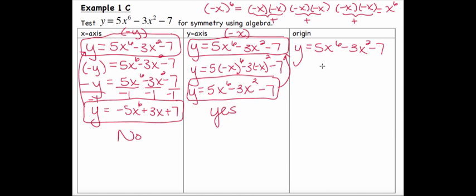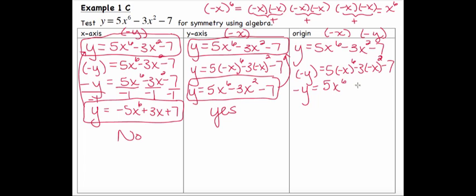And let's finally do symmetry with respect to the origin, where you replace both the x and the y. And then I'm going to get negative y is equal to 5 times negative x to the 6 minus 3 times negative x squared minus 7. And then removing parentheses, I just get a negative y in front. Next term was positive, next term was negative, and then -7 on the end. And the first term doesn't match in their signs.